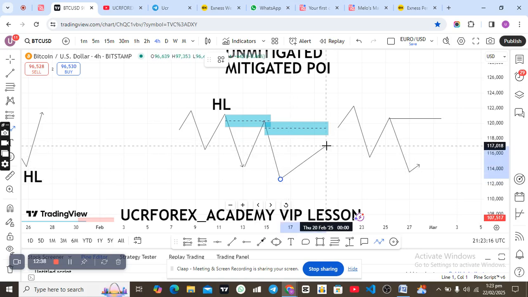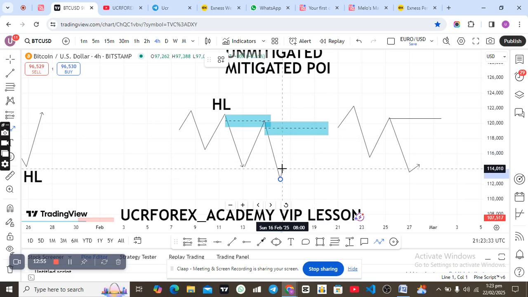The second one is that price moves impulsively away from that zone without coming back to test it. Then there's a sharp move away from the zone. It could be a bearish move or a bullish move.